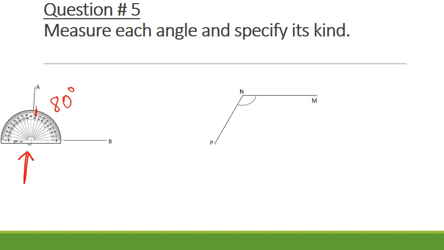Now let us measure the second one. I flip the protractor downward because the angle is from downward. I put the 0 on the vertex N, and I read the value, it's 120, and so on.